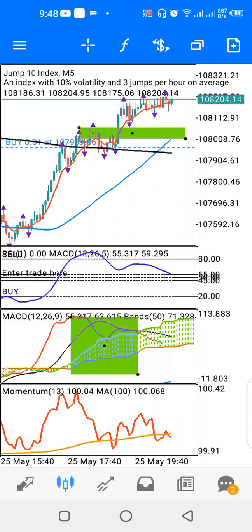Okay, don't forget this is Jump 10 index, 5 minutes time frame. You can use this strategy for Volatility 75 index. You can use it for all other VIX index. Okay, you can use it for Boom and Crash. I use it for Boom and Crash, especially on the 1 minute time frame. It gives me perfect entry on the 1 minute time frame.